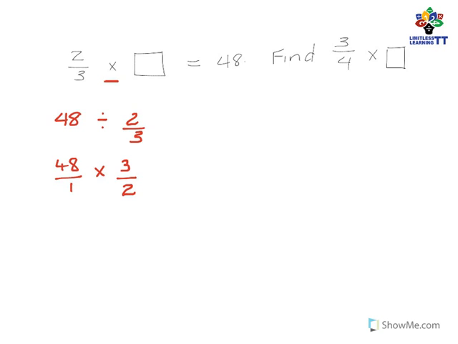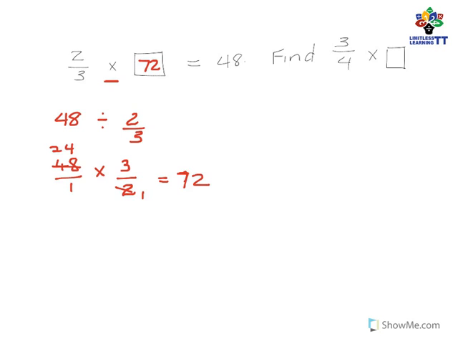2 into 2 is 1. 48 divided by 2 is going to give me 24. So what I end up having is 24 multiplied by 3, which gives me 72. So therefore I'm saying 2/3 of 72 gives me 48. And you can always double check that to make sure that it's correct.